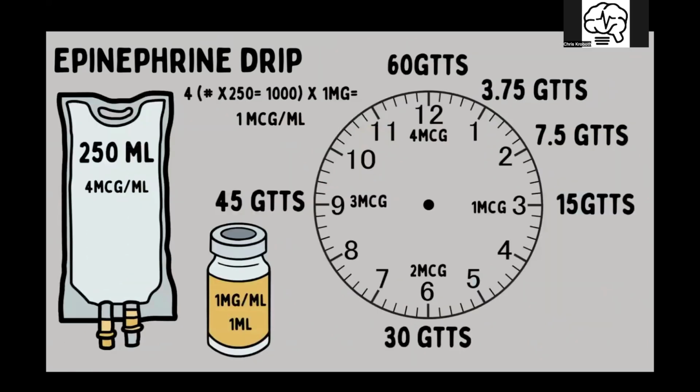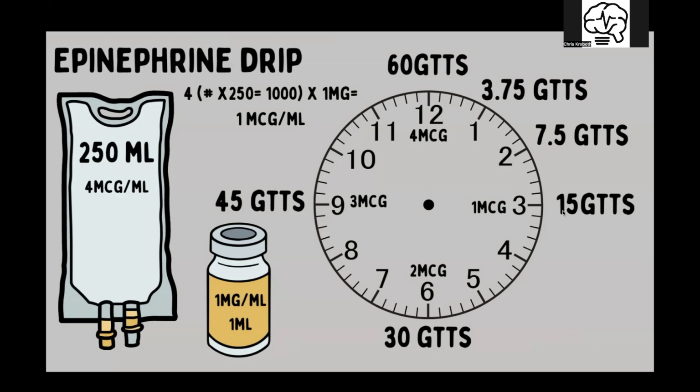So let's take our 250. That's kind of the more common one to get you that 4 mic per milliliter concentration. So 4 times 250 is 1,000, 1 milligram of epi in there, 4 times 1, 4 mic per milliliter. So we put 4 mics, micrograms, at the top of our 60 drops. So every 60 drops are getting 4 mics. So cut that in half. 2 is 30, 3 is 45, 1 is 15. And then you can break it down even smaller, but I'll be honest with you, less than 1 mic of epinephrine, not worth your time.